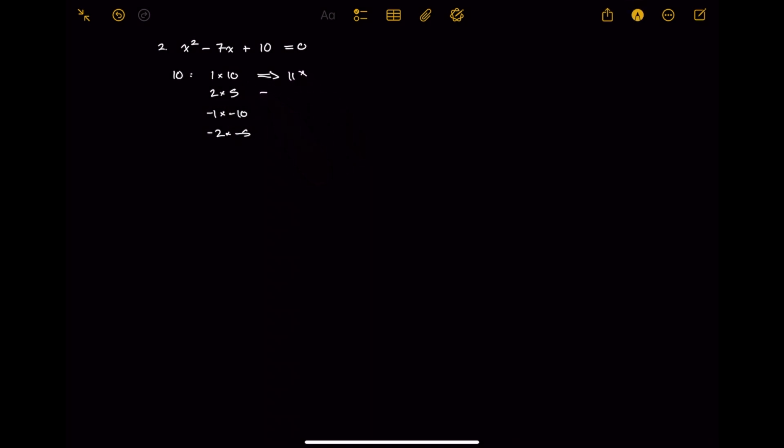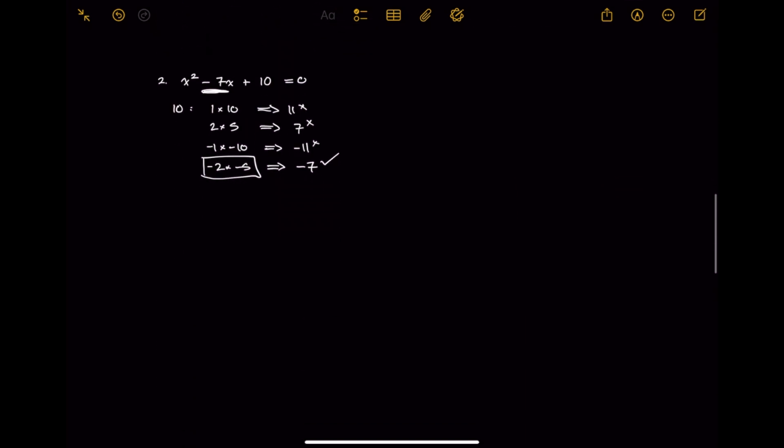So 1 plus 10 gives you 11, which doesn't work. 2 plus 5 gives you 7, which also doesn't work. Negative 1 and negative 10 give you negative 11, which is not correct. And negative 2 plus negative 5 is the only pair that does give us this b value that we're looking for. So let's go ahead and box that.